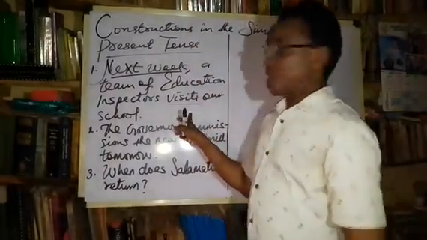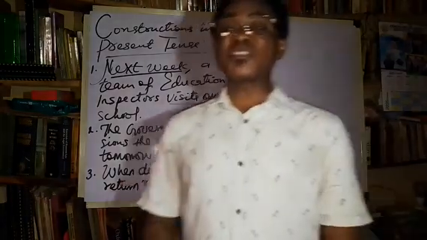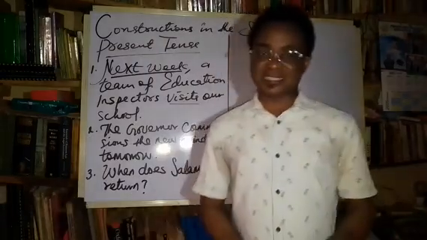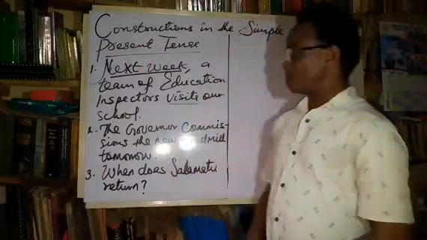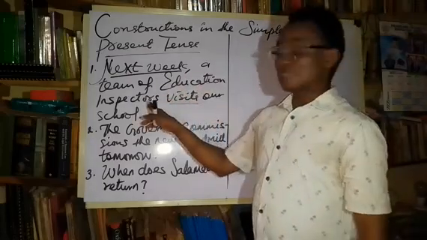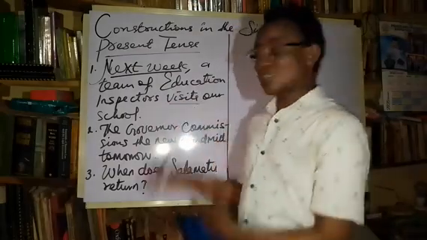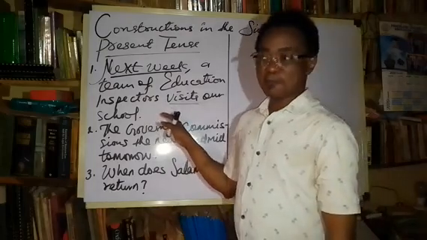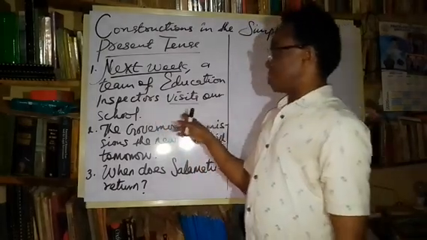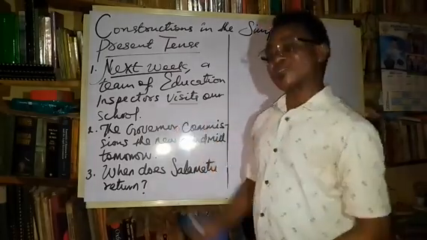The alternative to making this sentence this way, number one, is to use the traditional way of expressing a future action: simple future. Now, we simply say, next week, a team of education inspectors will visit our school, because that is what this verb means. A team of education inspectors visits our school next week is the same as that team will visit our school next week.